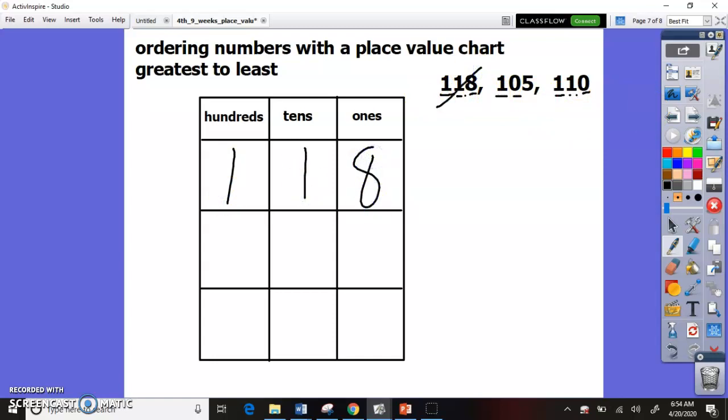So I'm left with 105 and 110. 105 has no tens, but 110 has 1 ten. So 110 comes next, which means 105 is my least number. I just ordered these numbers from greatest to least.